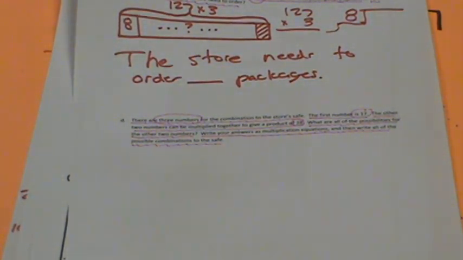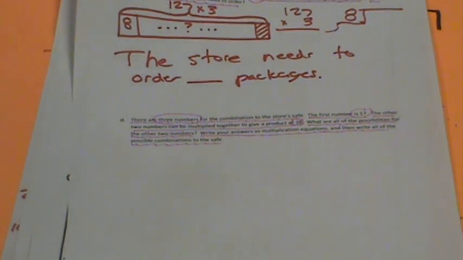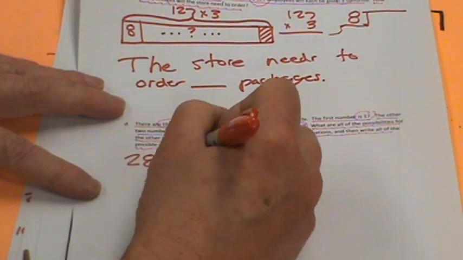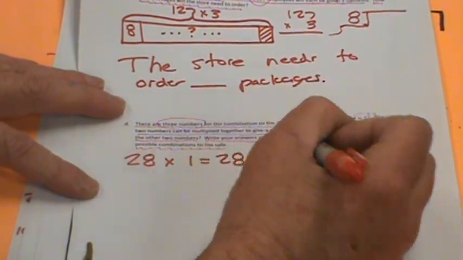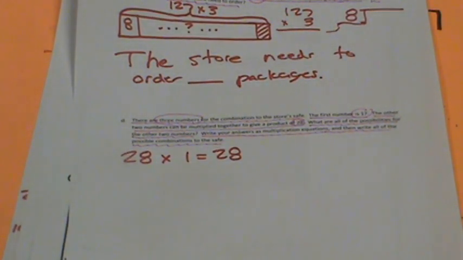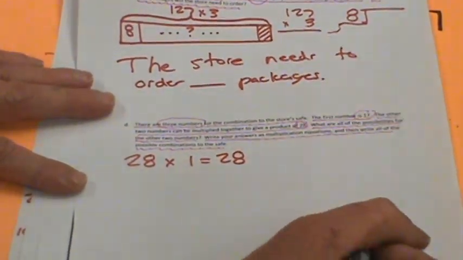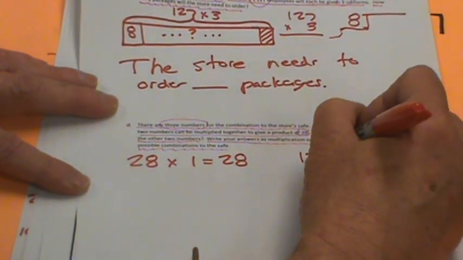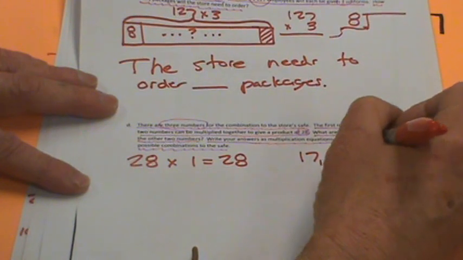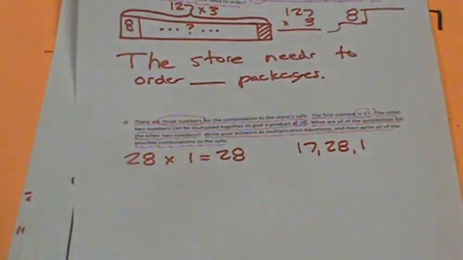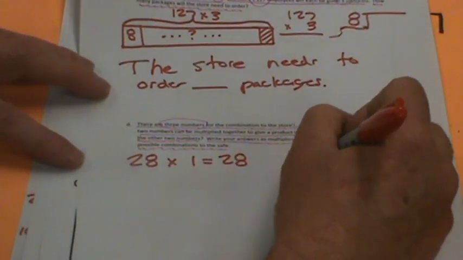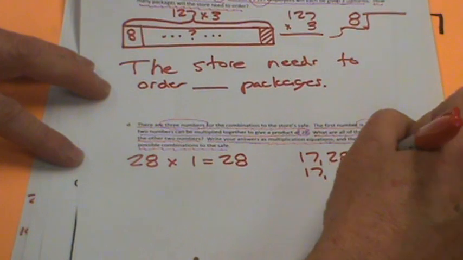So let's just think about it. 28. So think about all the multiples of 28. I'm going to give you a couple here. 28 times 1 equals 28. Okay? So one of the combination possibilities, the first number is 17, right? The second number could be 28 and then 1. Right? Now, we could flip that too, so it could be 17, 1, 28.